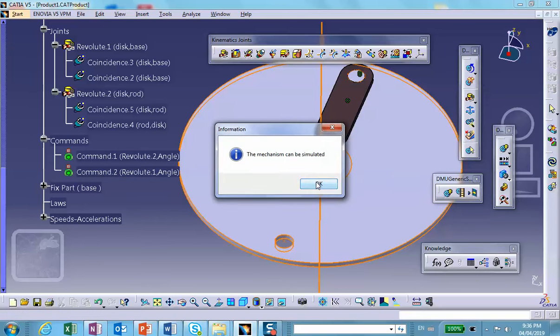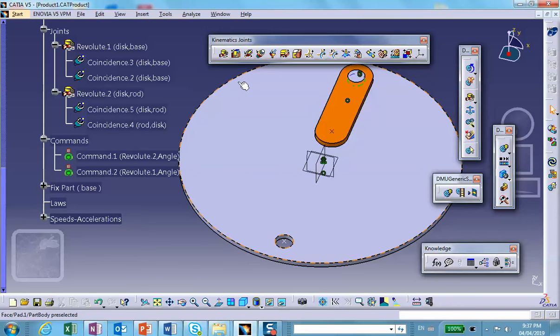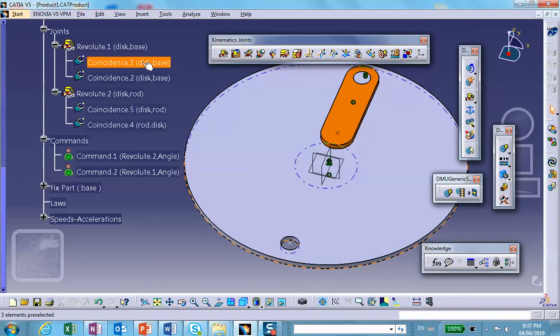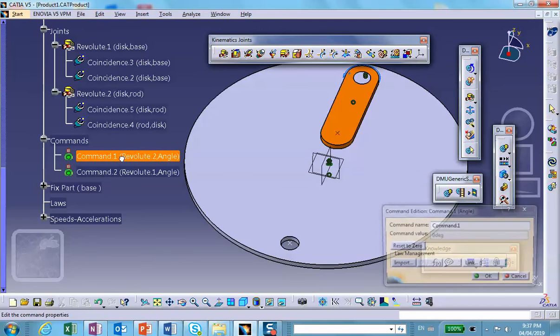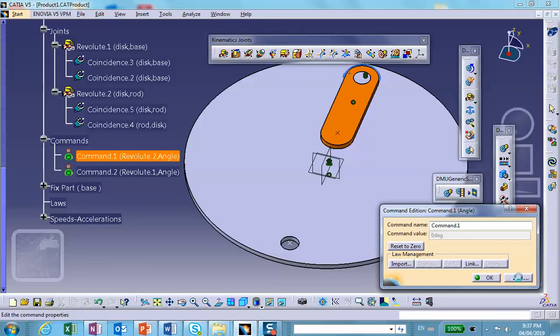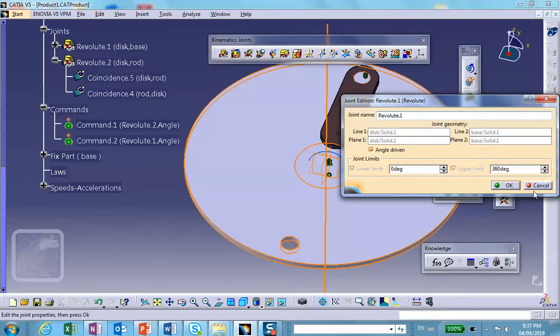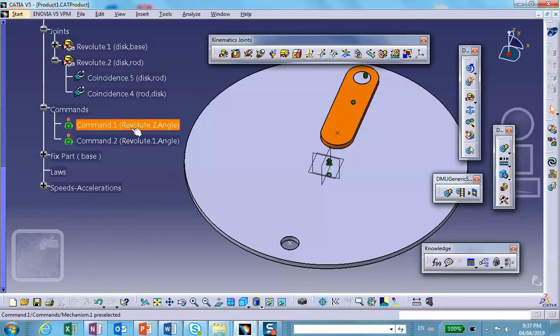Okay. Good. Good. Alright. So this is fine. And this is fine. Excellent. Now, we're going to write formulas. Okay, so remember, this first one was, let me see for a second. Okay, I should have given these names. Revolute 2 is rod and disc, and Revolute 1 is between disc and the base. So just keep that in mind when we do this later.